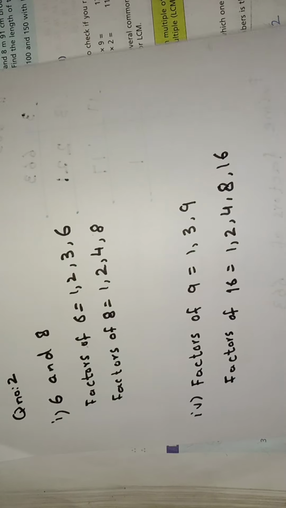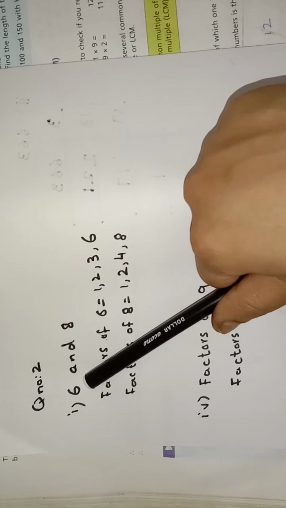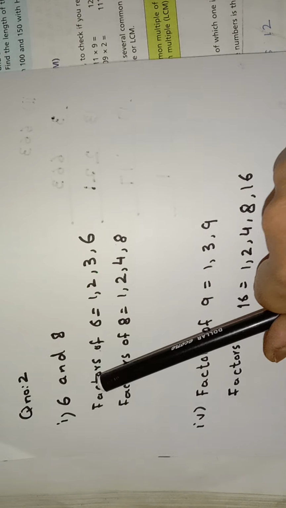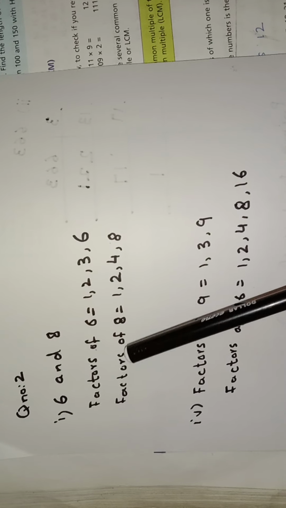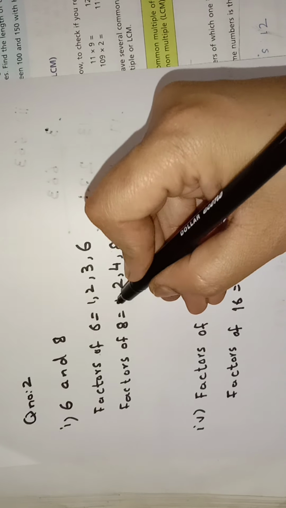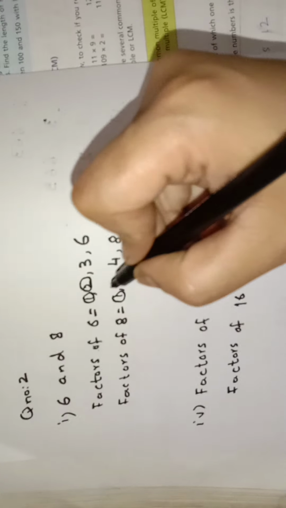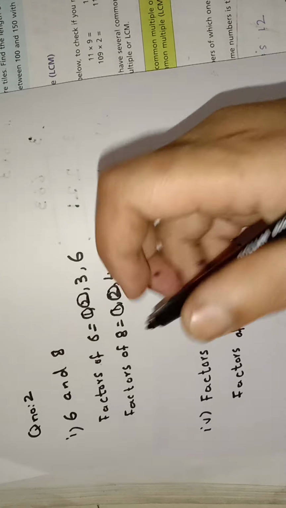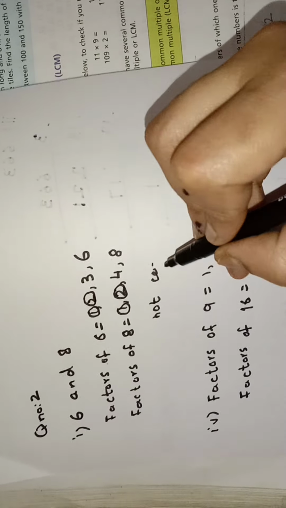Let me explain you the procedure. It's question number 2. For example, the first part is 6 and 8. You have to find whether they are co-prime or not. You will write factors of 6: 1, 2, 3, and 6. Then factors of 8: 1, 2, 4, and 8. You can see that 1 is a common factor and 2 is common. It has two common factors, 1 and 2. So it is not co-prime, right?